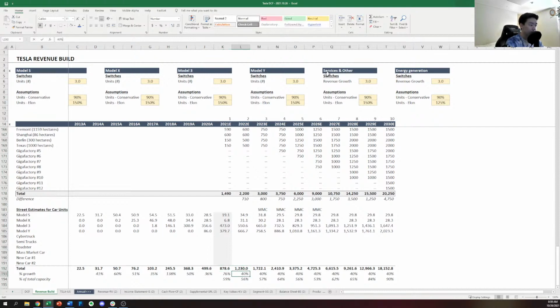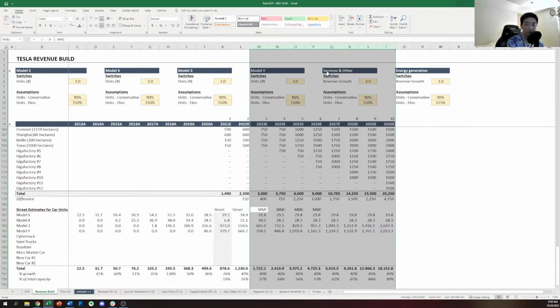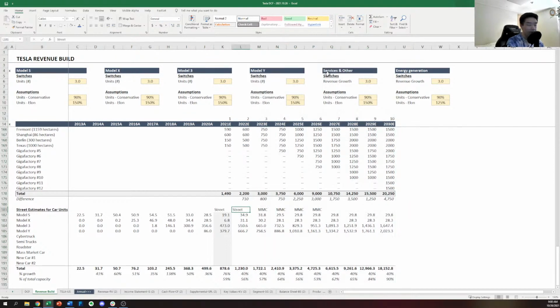Okay, let's see. So what I want to do, Cybertruck, I'm going to use street numbers here because I think they're pretty reliable one year looking out. It's really the later years that everyone on Wall Street debates, right? And so let me download some data.